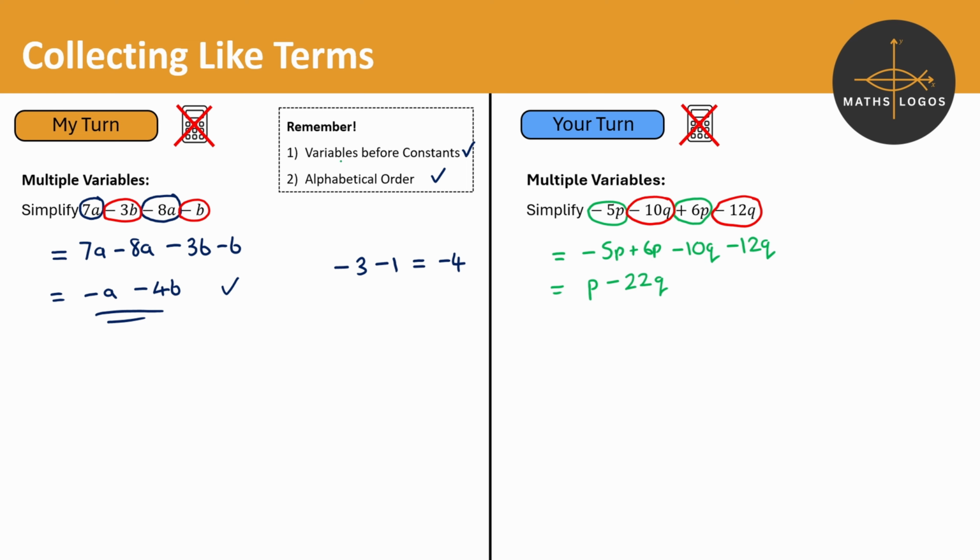Then I need to check my rules. Variables before constants. Well, there are no constants in this case, so I'm not concerned about that. And alphabetical order. Well, P comes before Q in the alphabet, so this is already okay. So that is my final answer.